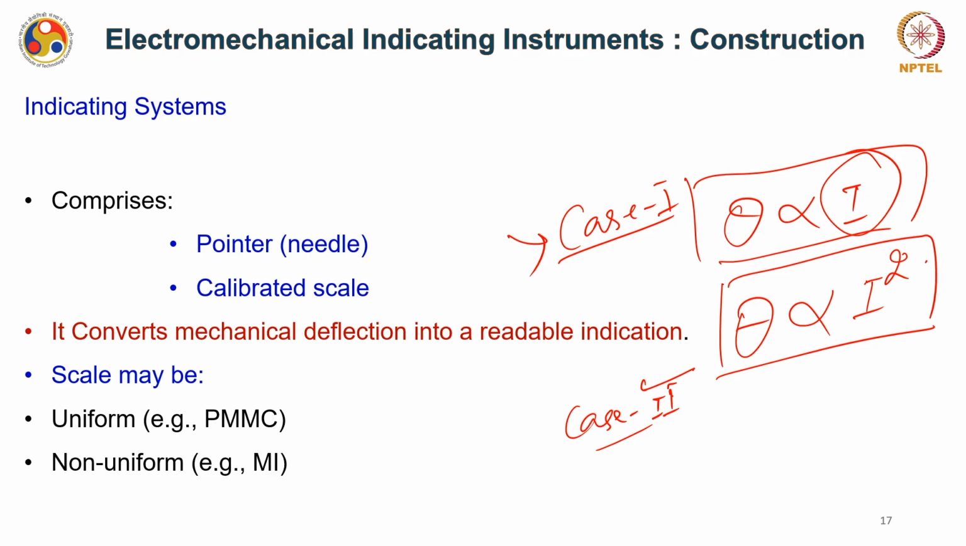And then you have this non-uniform kind of scale, which is possible in the condition where theta is directly proportional to I square or so. This is more relevant to instruments like moving iron or other kinds of instruments where the deflection is directly proportional to I square in place of I.